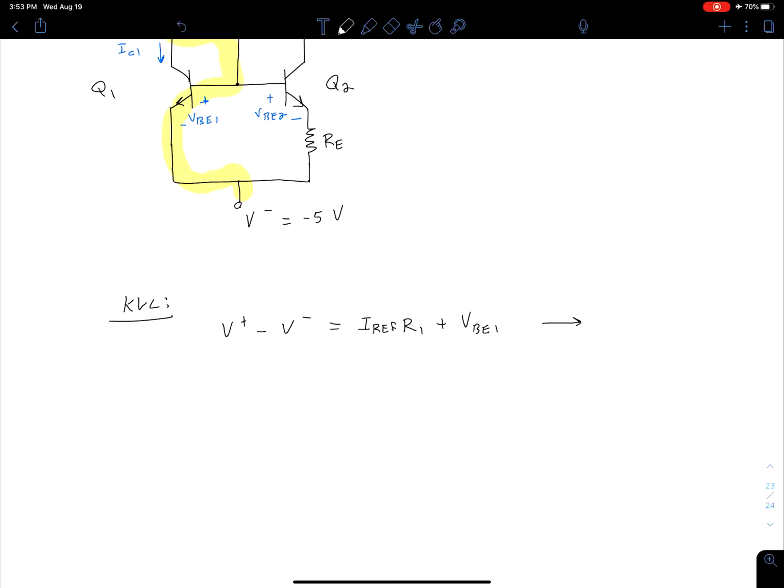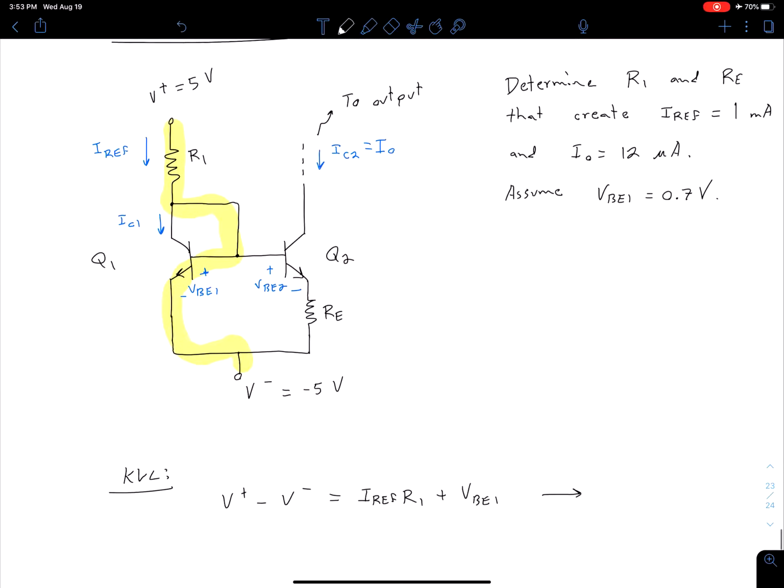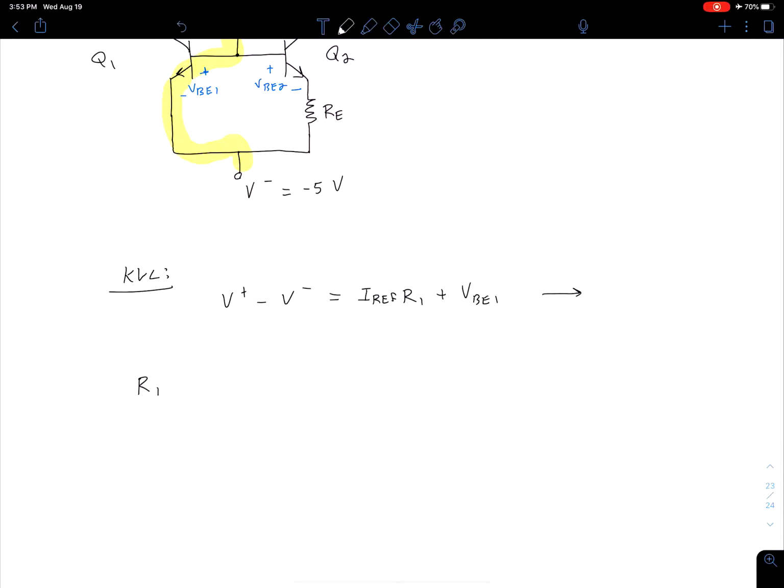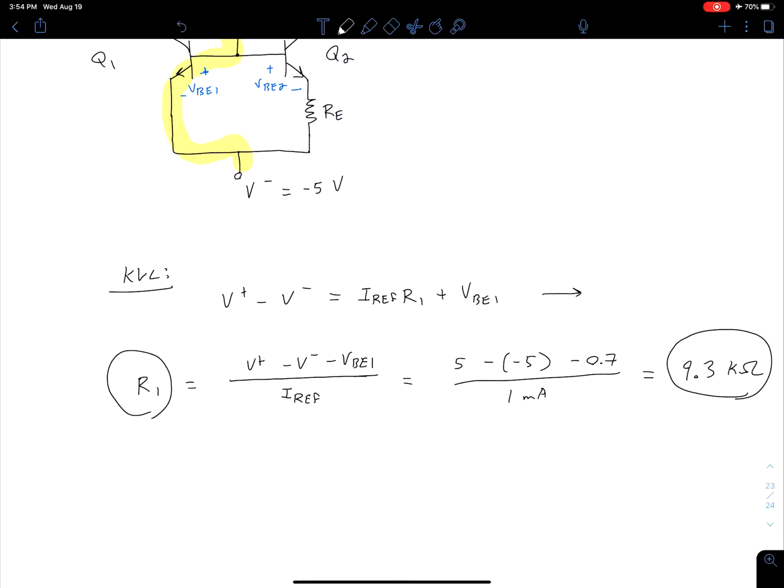If we solve this for R1, since we know IREF is 1 milliamp, we can do that pretty easily. R1 is equal to V plus minus V minus minus VBE1, divided by our IREF. Now we just plug in our values. We have 5 volts minus a negative 5 volts minus 0.7 volts, and all of that is divided by our IREF, which is 1 milliamp. If we plug that into our calculator, we get 9.3 k ohms. So that's our value for R1.